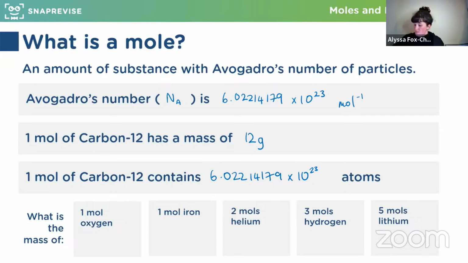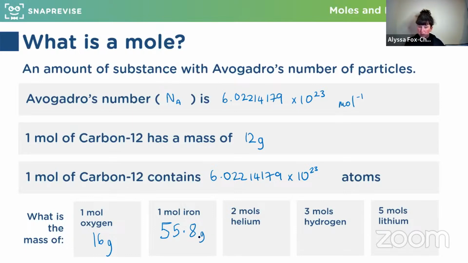So how do we work it out? Well, for oxygen, we need to use our periodic table because that's incredibly useful. So periodic table, 1 mole of oxygen. It's not oxygen O2. This is just oxygen, the element. So oxygen, the element, will have a mass of 16 grams. So 6.022 times 10 to the 23 atoms of oxygen has a mass of 16 grams. 1 mole of iron, that many particles of iron atoms, has a mass of approximately 55.8 grams, using your periodic table.